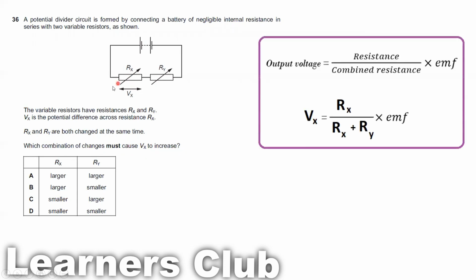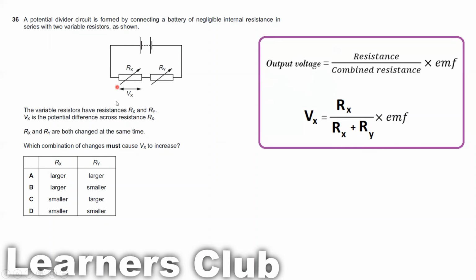We need to increase the value of Vx. For that, what do we have to do? We have to change the resistance of Rx and Ry, so whether we have to increase or decrease the resistance of Rx and Ry. For a potential divider, we have this formula. If we want to get a higher output voltage, we need to increase its corresponding resistance divided by the sum of the resistances in series, multiplied by the EMF of the power supply.